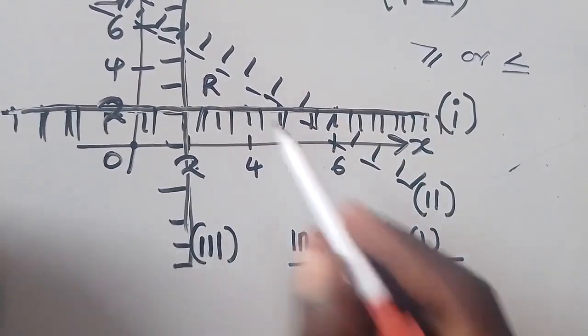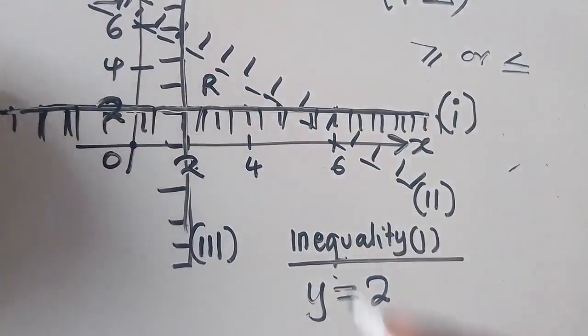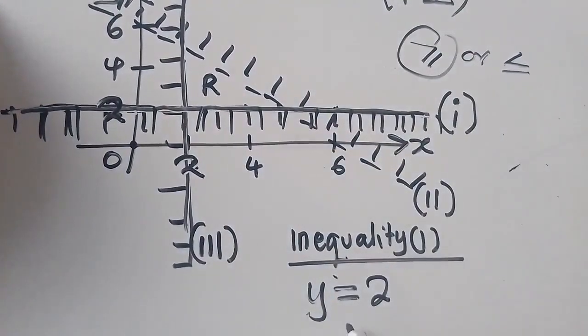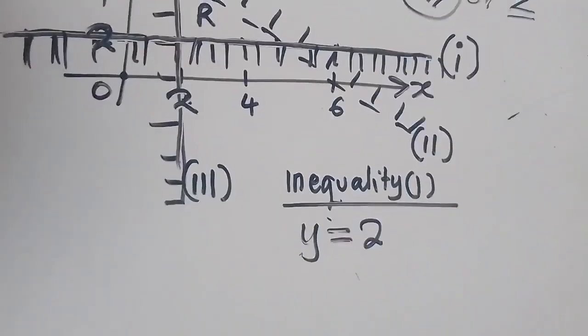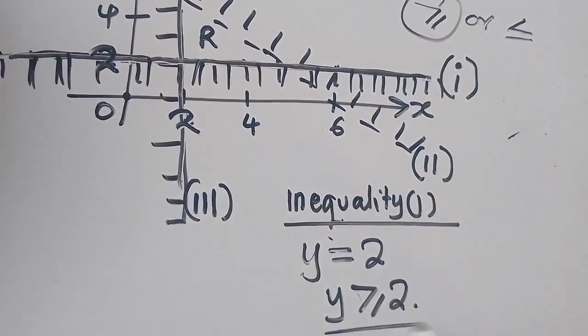You check this now. Okay, they have shaded the down part, so I need to get the upper part, which is greater than. So the greater than is my inequality. The inequality will be y greater than or equal to 2. That's the inequality. So I'm done with the first inequality.